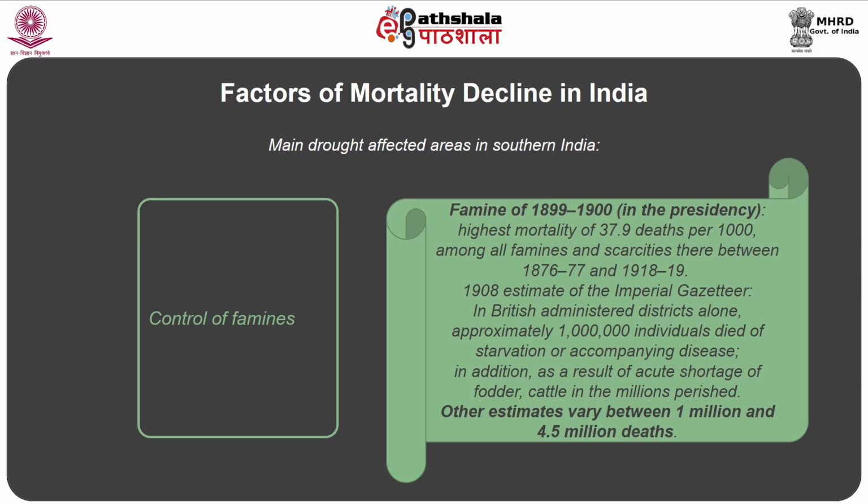In the Presidency, the famine of 1899 to 1900, which had the highest mortality at 37.9 deaths per thousand, was well noticed. Among all famines and scarcities, those between 1876 to 77 and the period 1918 to 1919 were well noticed. According to a 1908 estimate of the Imperial Gazetteer, in the British administered districts alone, approximately 10 lakh individuals died of starvation or accompanying diseases. In addition, as a result of acute shortage of fodder, cattle in the millions also perished. Other estimates vary between 1 million and 4.5 million deaths attributed to this period.